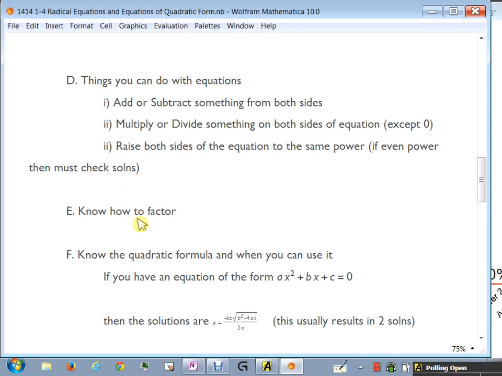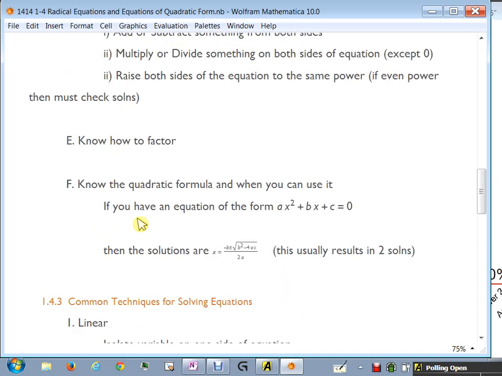You need to know how to factor. We've already talked about that. You need to know the quadratic formula, and not only the formula, you need to know how to use it. So remember that anytime you have an equation of the form ax squared plus bx plus c equals 0, that is a quadratic equation, and you can apply the formula. You can read that: negative b plus or minus the square root of b squared minus 4ac all over 2a. Usually, but not all the time, you get 2 answers. You could get 1 repeated answer. If it turns out that the radicand here is 0, then you only get 1 answer.